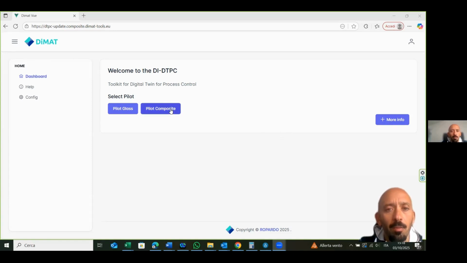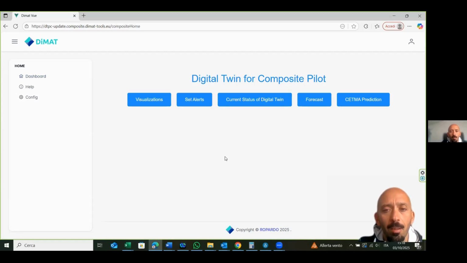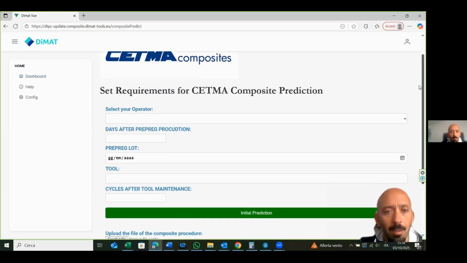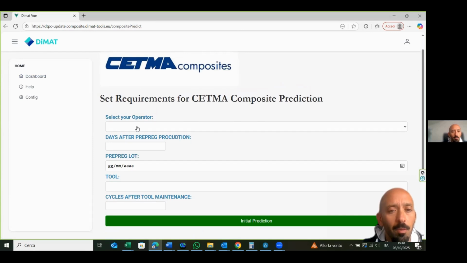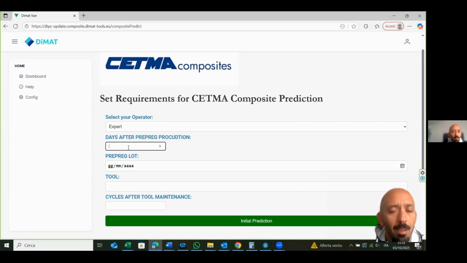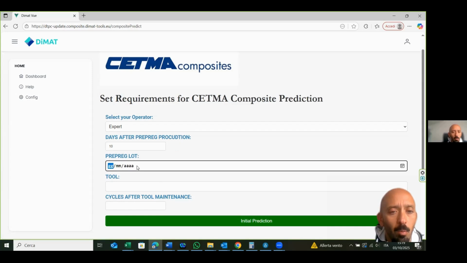The main objective of this toolkit is to give us the possibility of having a good part at the end of the process or a defective part. In order to do the prediction, we identified the key parameters that have an influence on the final quality of the composite parts. You can see that in the platform we have to introduce the skills level of the operator, how many days passed after prepreg production. This is an information on how old is the prepreg that we are using.